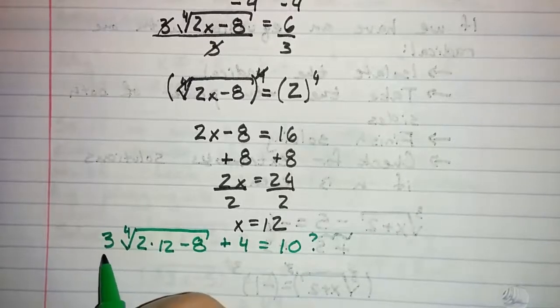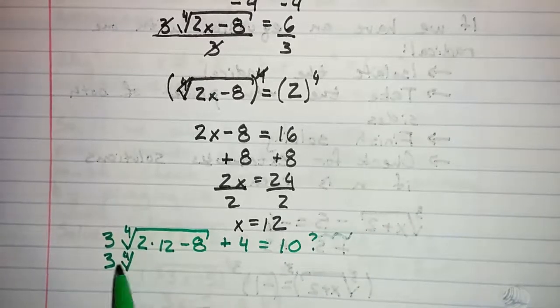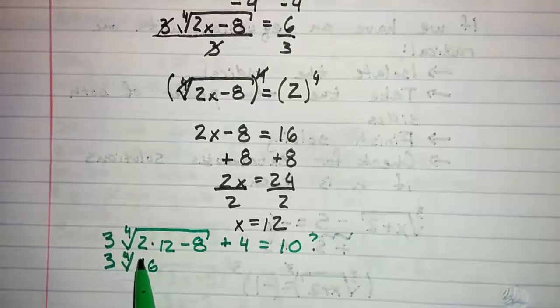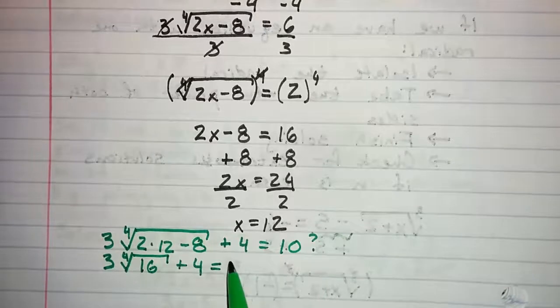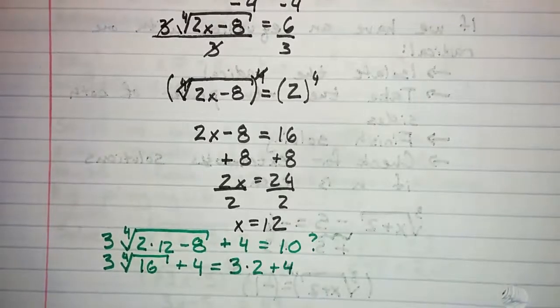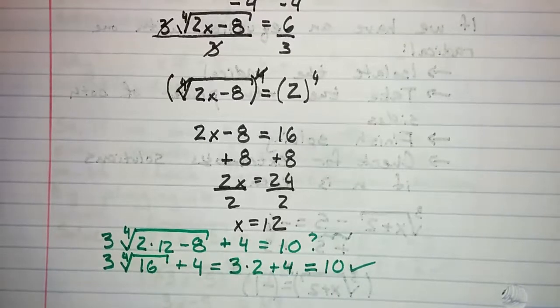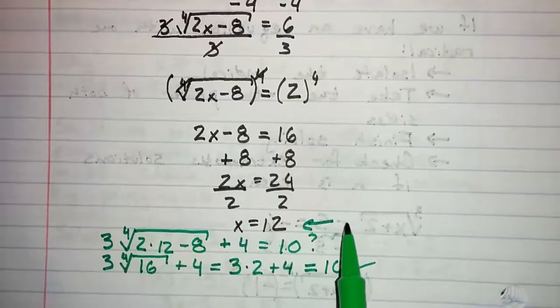Well, 3 times the fourth root of 2 times 12 is 24, minus 8 is 16. The fourth root of 16 is 2. 3 times 2 plus 4, that's 6 plus 4. That is indeed 10. So, in fact, this is not extraneous.